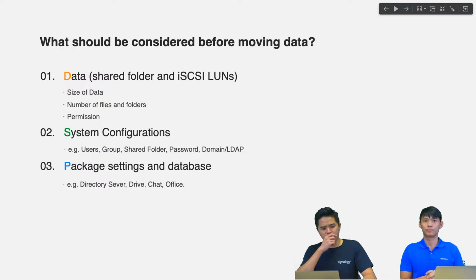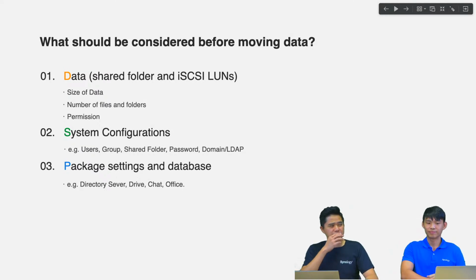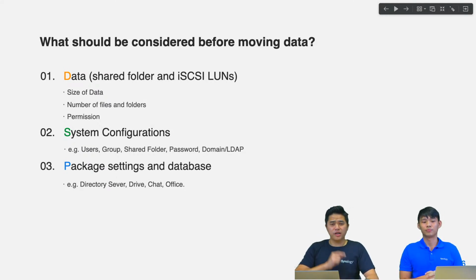However, Eric, I was wondering about one thing. From the slide, I noticed the first letter of every objective is in a different color. What does it mean? In the rest of the slides, D in orange refers to data. S in green refers to system configurations. P in blue refers to packages. Besides, the NAS where data comes from, we will call the source NAS. The NAS where data goes to, we will call the target. Oh, I see. That's very considerate. So data, system configuration, and package. Yes.